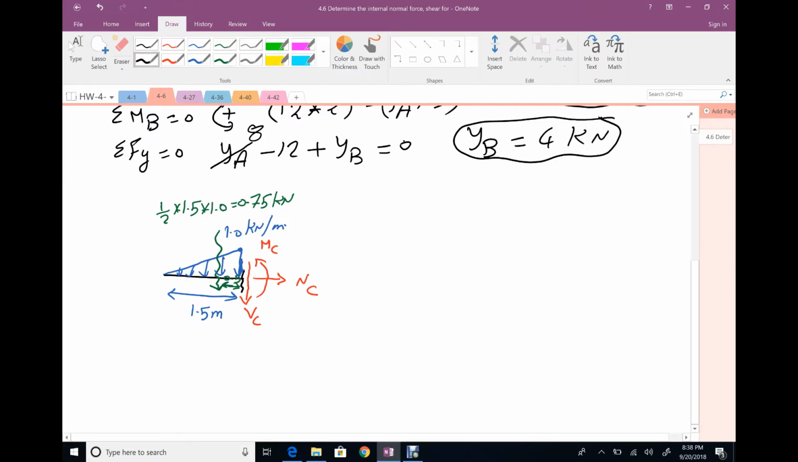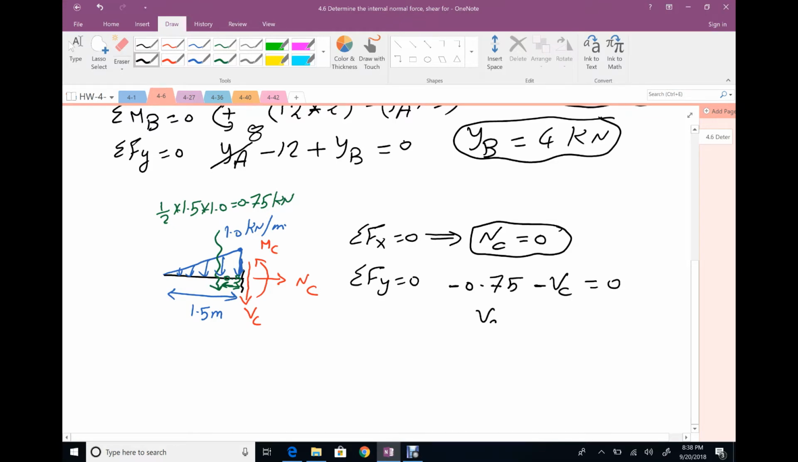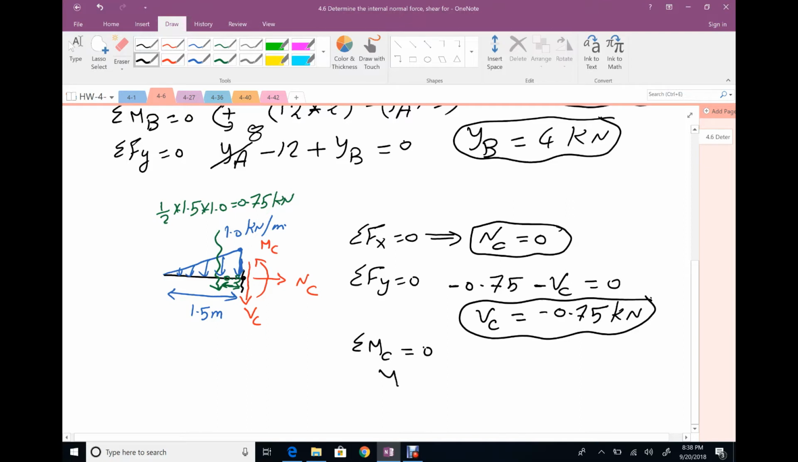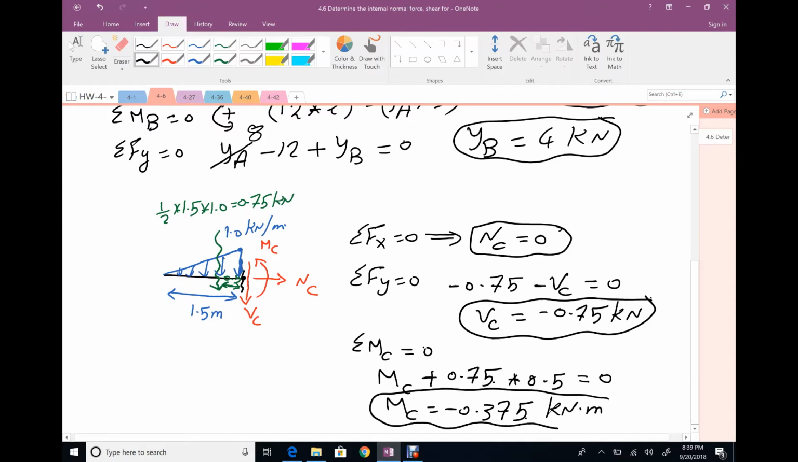Apply your equilibrium equations. Summation Fx equals 0, that means NC is 0, no horizontal force. Summation Fy equals 0. Actually, we have negative 0.75, and we have negative VC equals 0. Your value of VC equals negative 0.75 kilonewton. Summation of moment at C equals 0 at this location. So we have MC is positive. We have positive also 0.75, the equivalent force for the distributed load, times distance, which is 1/3 of the total distance, 0.5 meter, equals 0. The only unknown here is MC, which will be negative 0.375 kilonewton meter. There are the internal forces at the first cross section C.